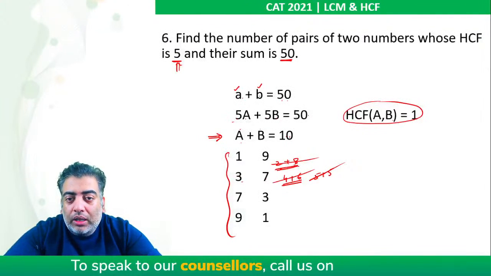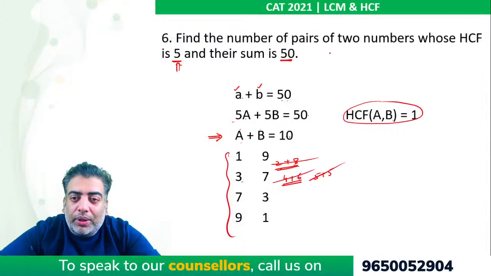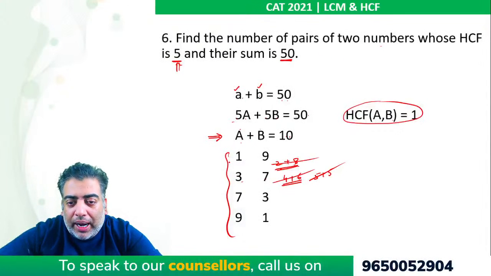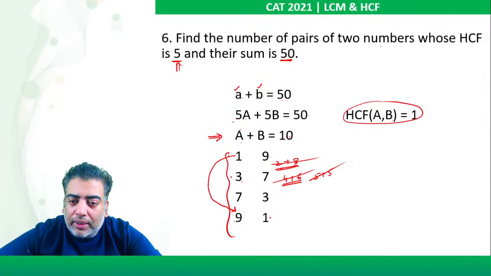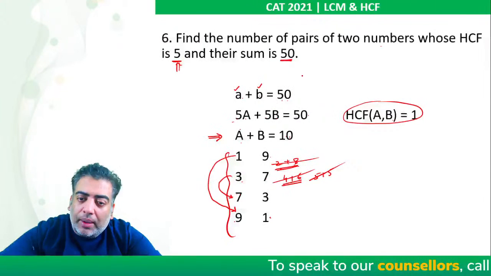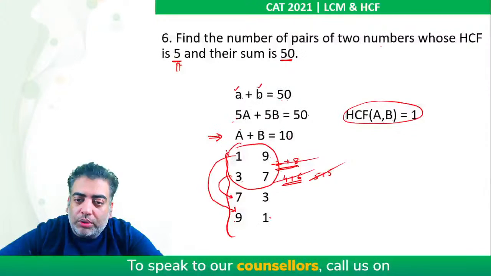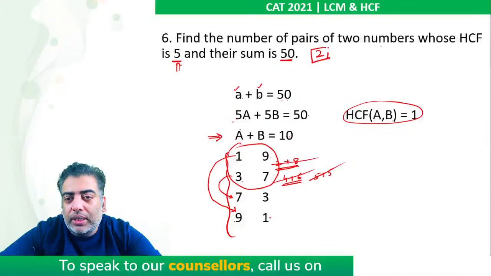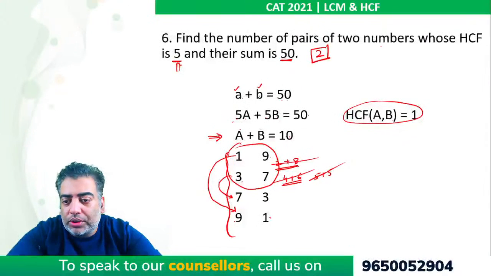Now here it says find the number of pairs of two numbers. Please keep in mind these two cases are the same. Values are repeating. Either I say 1 9 or 9 1, they are the same. 3 7 and 7 3, both are the same. So the number of pairs comes out to be only 2, which is the correct answer for this question.